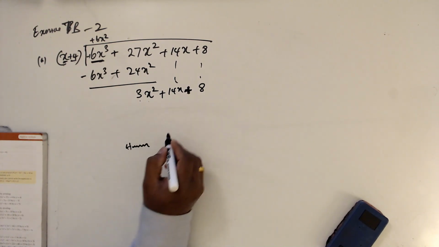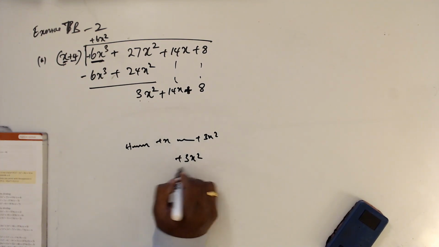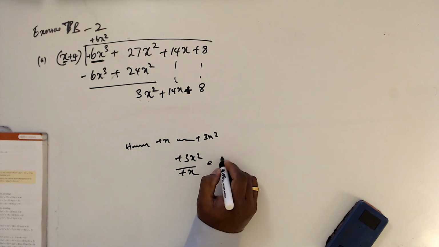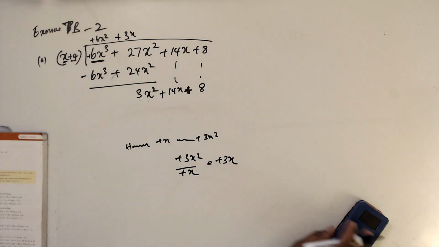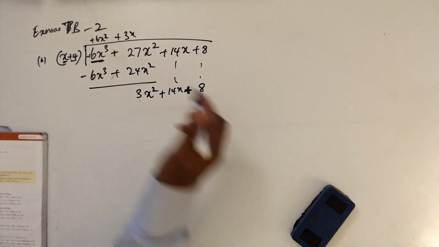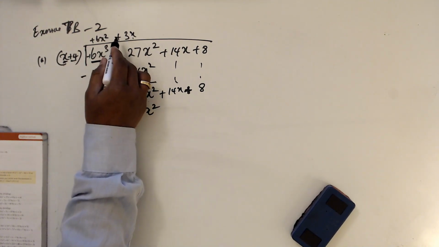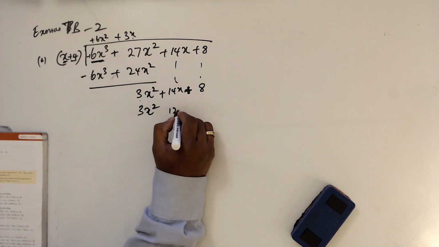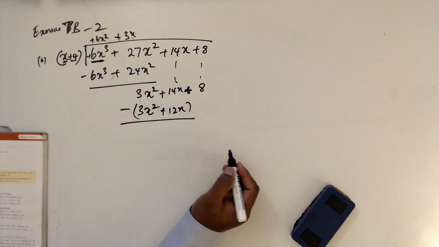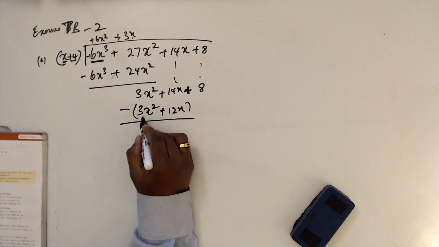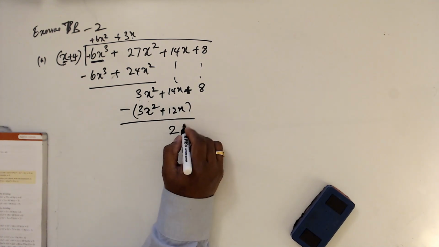How many plus x goes into plus 3x square? It means plus 3x square divided by plus x is going to be plus 3x. Then 3x times x square is 3x square. 3x times 4 is 12x. Plus times plus. And let's minus this one. This is going to be 3 minus 3, 0. 14 minus 12, 2x.